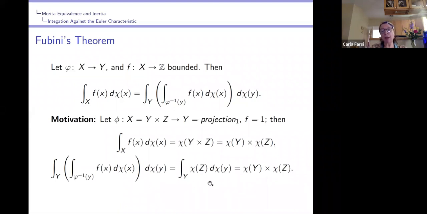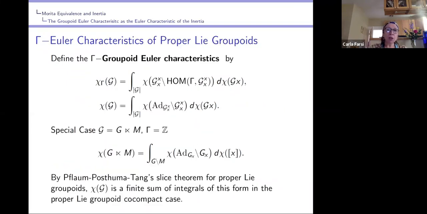So it definitely generalizes. This Fubini formula generalizes the obvious formula for the multiplication of the Euler characteristics that you have in the product case.